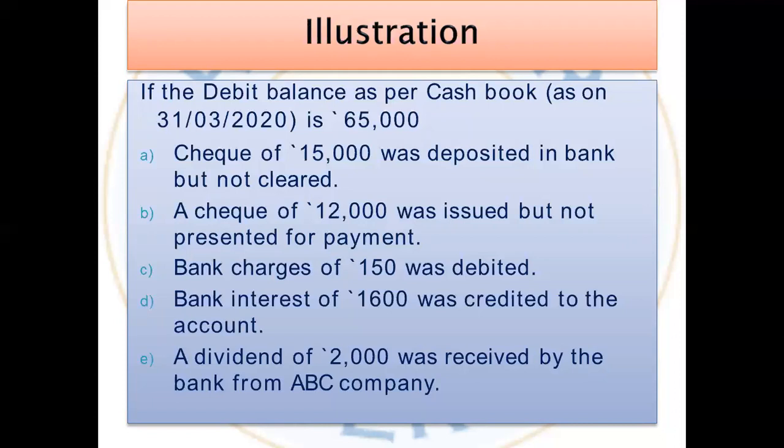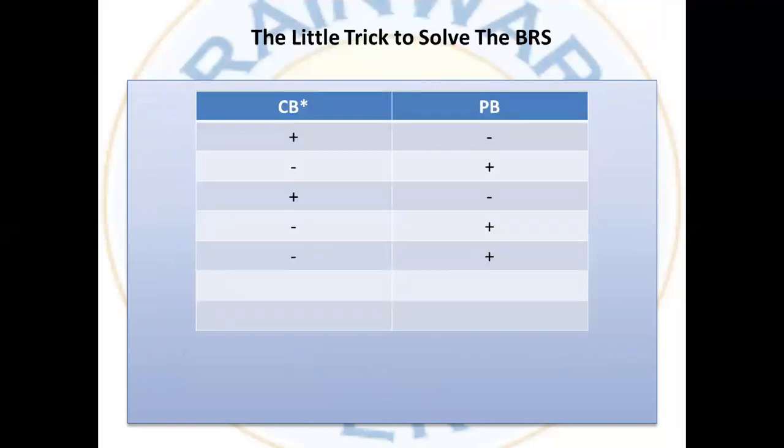Now, you will find it difficult if you are not doing this. This is a very interesting trick to solve the BRS. If you do this, your sum is 95% complete, and 5% remains. So this is a very interesting little trick to do a BRS. Put a T figure for CB and PB. CB means cash book and PB means passbook. Now don't look at the plus minus signs yet. Just follow the star sign.